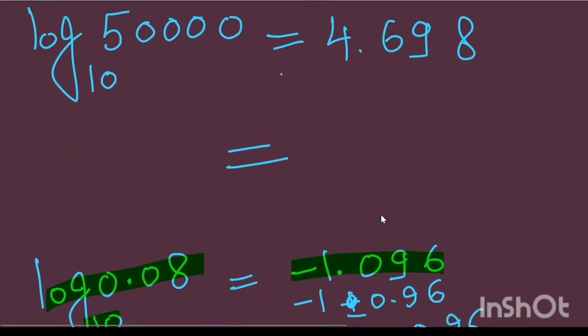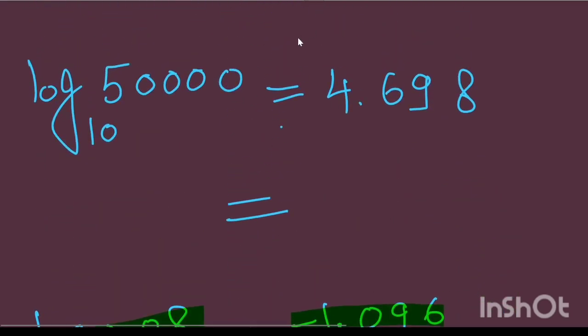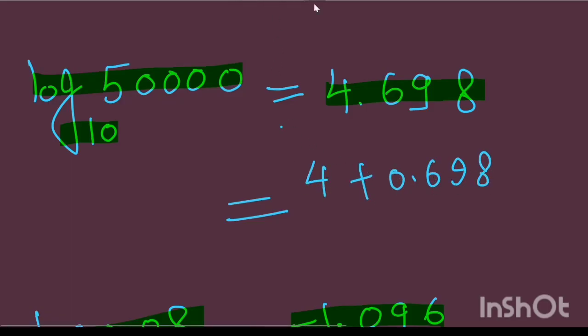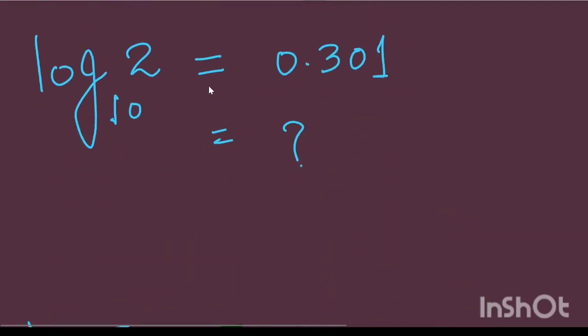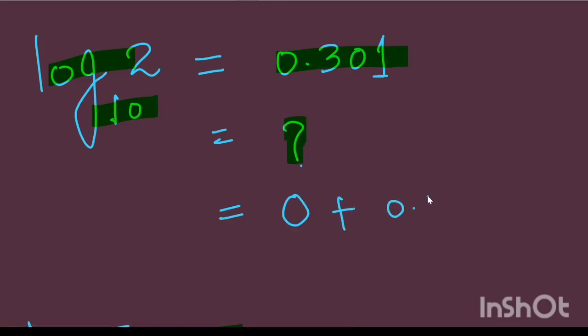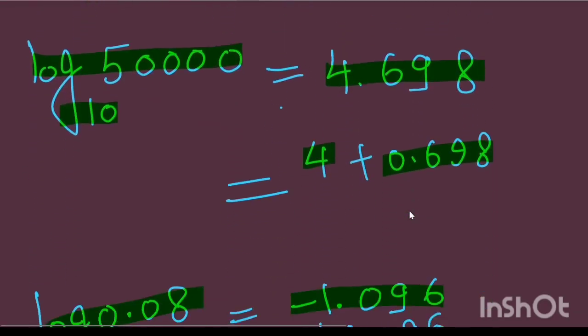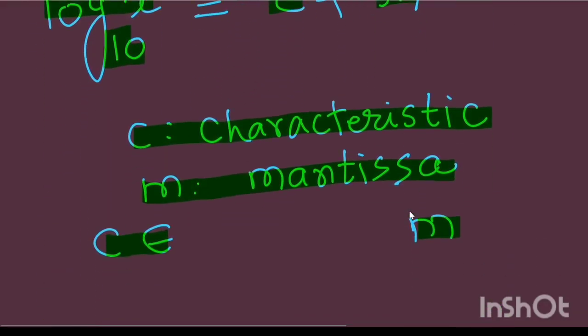Why? Because for other values, like log 5000 base 10, the value is 4.698. So it can be expressed as 4 plus 0.698. So the characteristic here is 4, and the mantissa is 0.698. So here also log 2 base 10 is 0.301. What is the characteristic and what is the mantissa here? Yes, the characteristic is 0 and the mantissa is 0.301. So as you can see, it is taking the value of c, which is the characteristic.